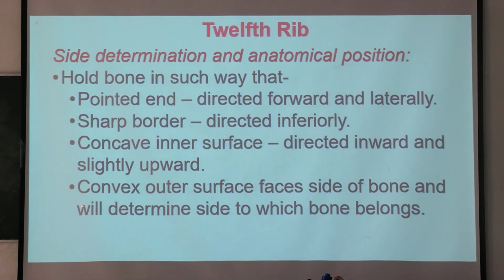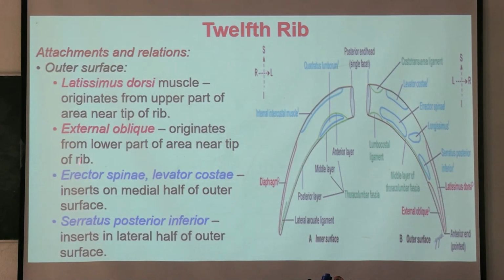The convex outer surface faces towards the side of the bone and will determine the side to which the bone belongs. Okay, these are the attachments and relations of the twelfth rib.